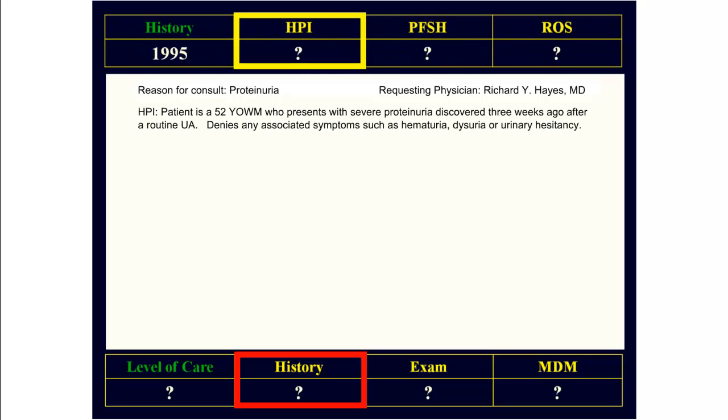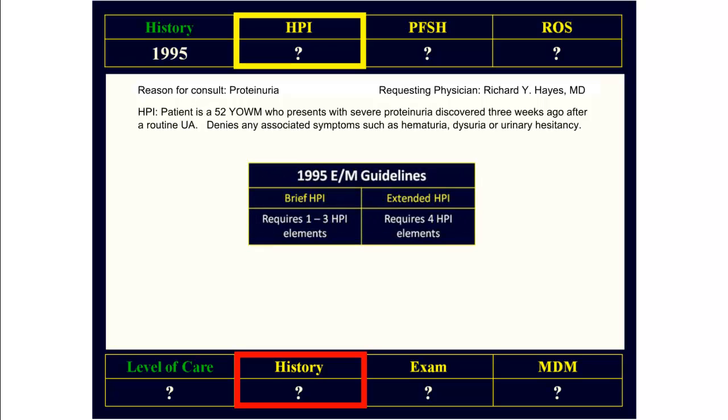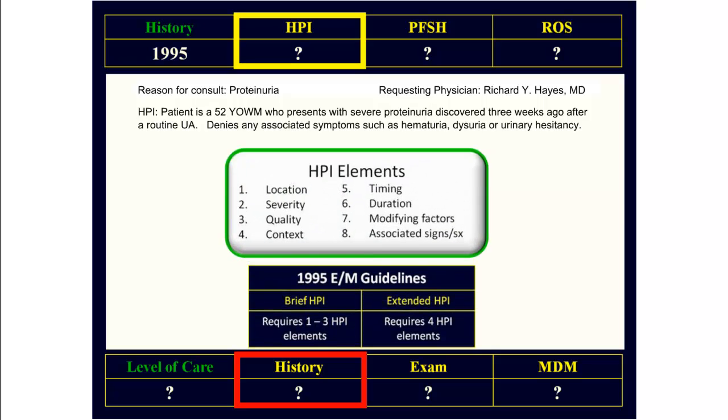Next, looking at the HPI, we state the patient is a 52-year-old white male who presents with severe proteinuria discovered 3 weeks ago after a routine UA. Denies any associated symptoms such as hematuria, dysuria, or urinary hesitancy. Using the 95 guidelines, this is what's required for a brief versus an extended HPI. In this case, we've commented on the severity of the problem, the duration, the context in which it was discovered, and also asked about any associated signs or symptoms. This adds up to 4 HPI elements, which means this does qualify as an extended HPI using the 1995 guidelines.